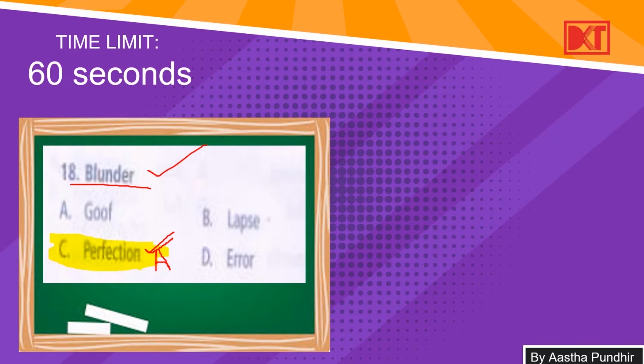Alright, other words, a goof, it could be a synonym. Lapse again could be called a synonym, usually refers to an end of something. Error again, a mistake, synonym. Alright.